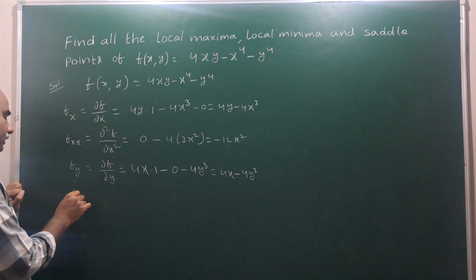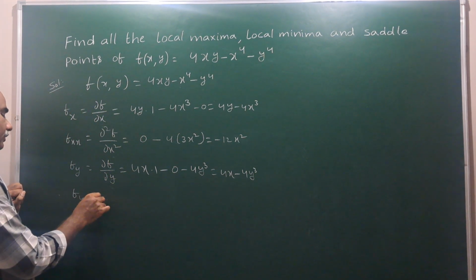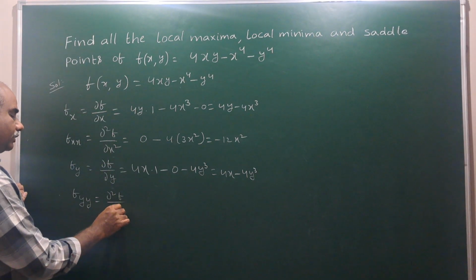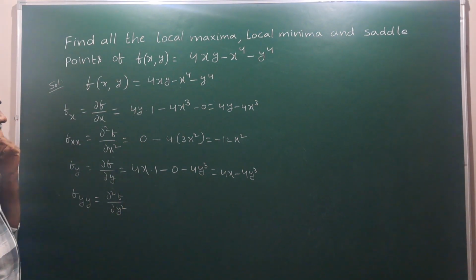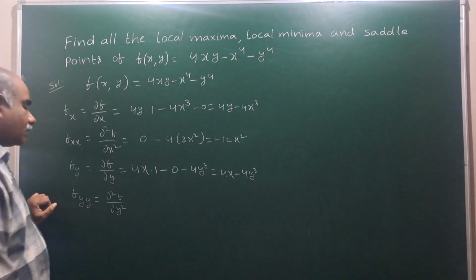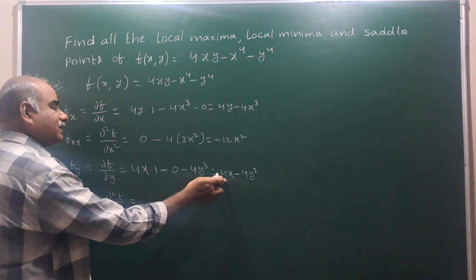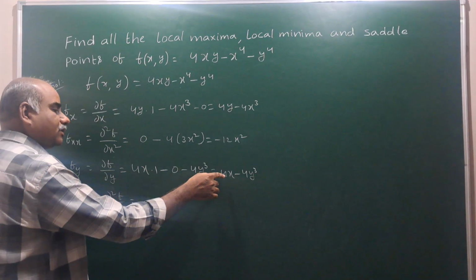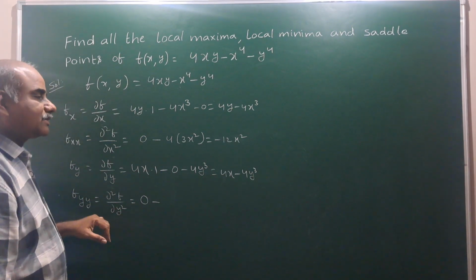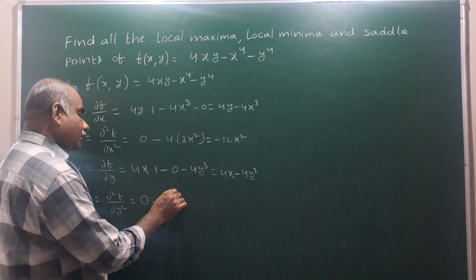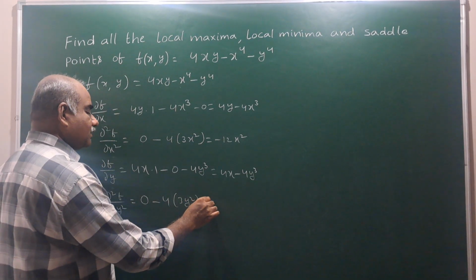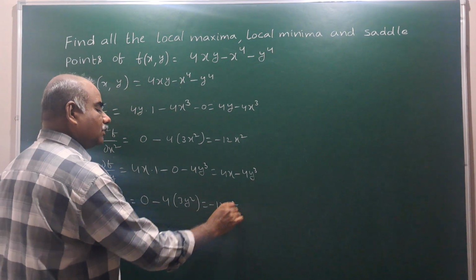Next we have to find fyy, that is equal to dou square f by dou y square. That means we have to differentiate this function again with respect to y. So with respect to y, 4x is constant. There is no y term here. So its derivative is 0. And derivative of minus 4y cube: minus 4 into derivative of y cube gives 3y square. So which is equal to minus 12y square.